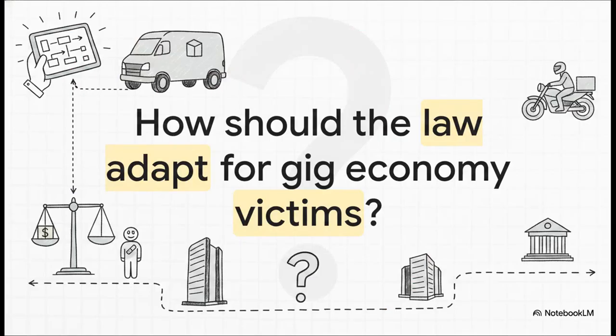So, I'm going to leave you with this question. If the whole justification for vicarious liability, like we discussed at the very start, is about who exercises control and making sure victims get compensation, is the law actually keeping up? When algorithms are dictating almost every move a worker makes, is it time for this legal roadmap to evolve once again?